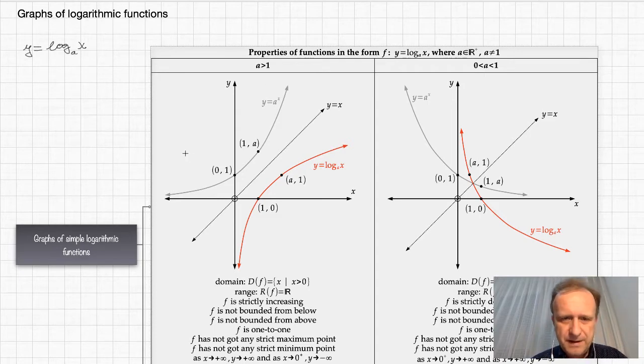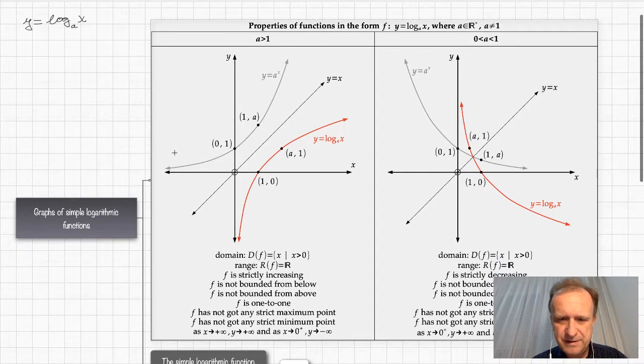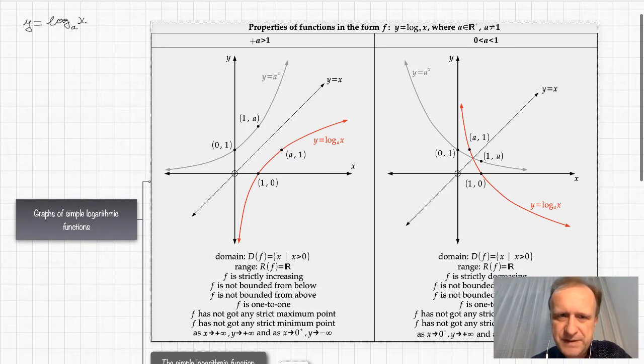Okay, so let us look at these situations here. Let us start with the first one, when the base is positive and greater than 1, as you see here. So you already know that the logarithm in base a of x, this function, is the inverse of the original function y equals a to the power of x. So these two functions are inverse of each other. This one is the inverse of that one, and that one is the inverse of this one.